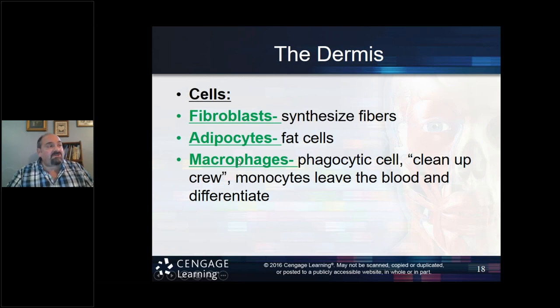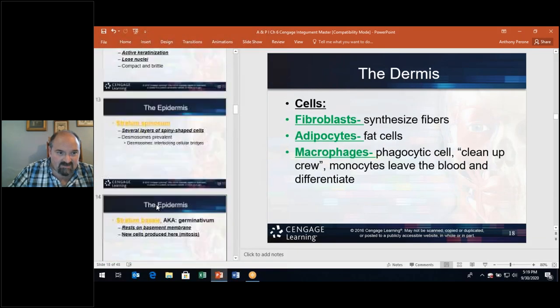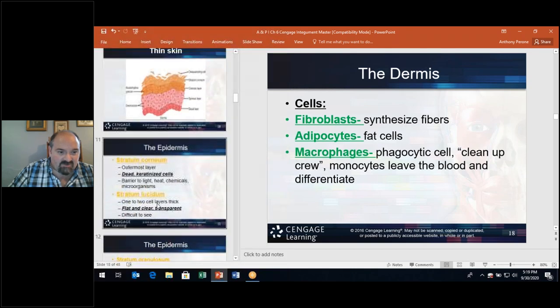Macrophages are also a type of, so give me one moment here. I want to just come back for a moment. So that is at number 18. Excuse me for scrolling through here.